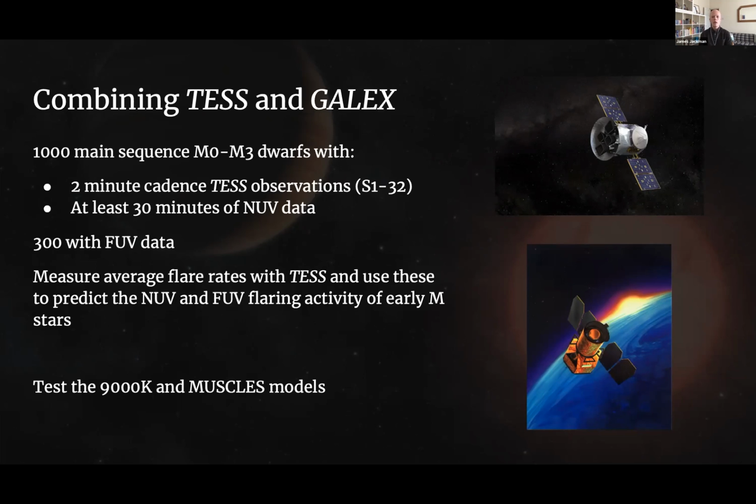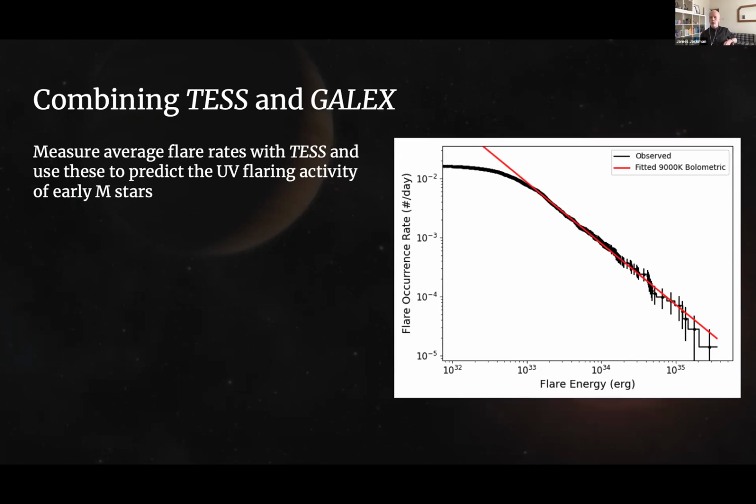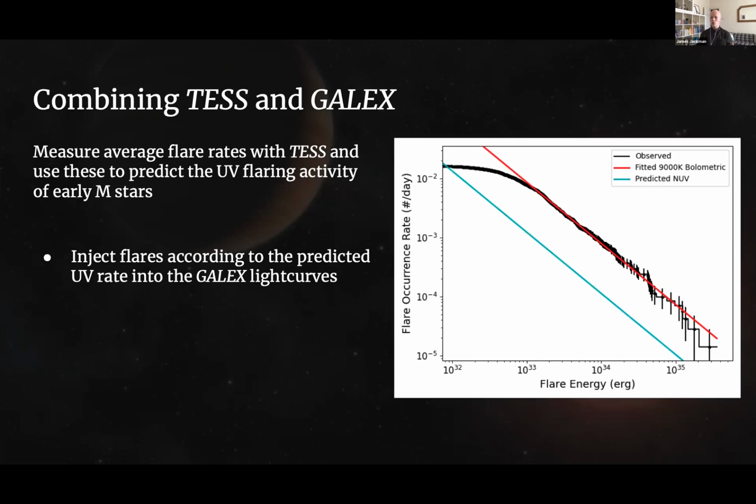We've been testing a variety of different empirical flare models from the literature, but I'm just going to focus in this talk on the 9,000 Kelvin and the MUSCLES models, because those really depict the extremes of what's available on the market. So how do we go about testing these models? Well, first, for each model, we calculate the bolometric average flare rate from TESS, shown here on the right-hand side. We then use our model and use the predicted UV fraction to predict the UV flare rate.